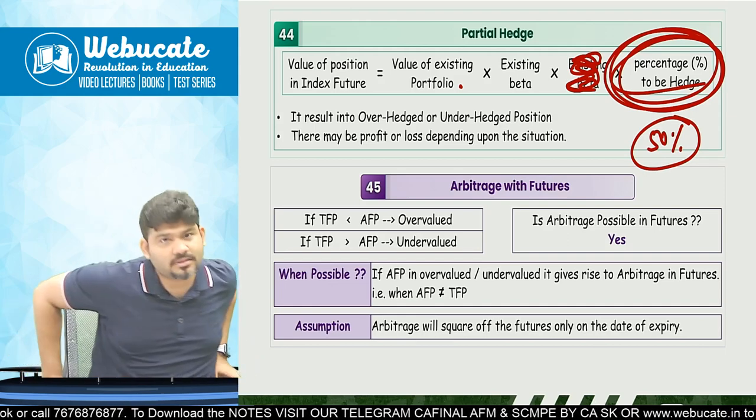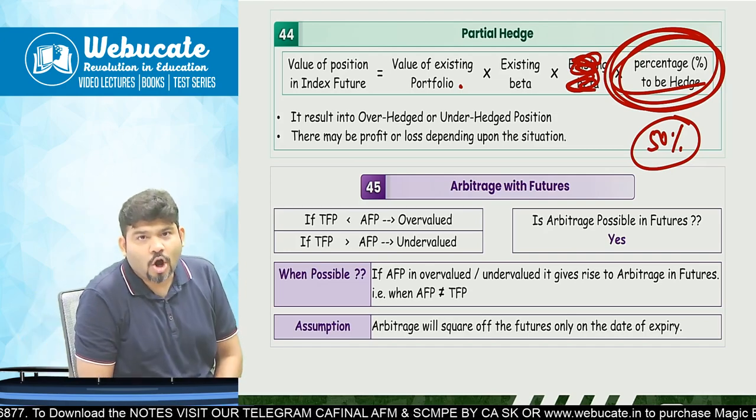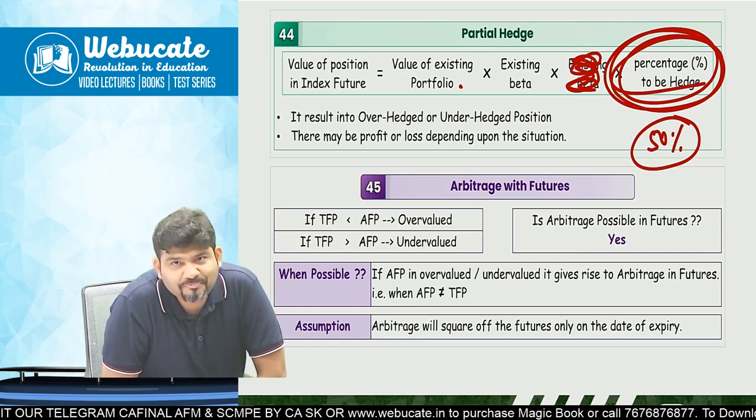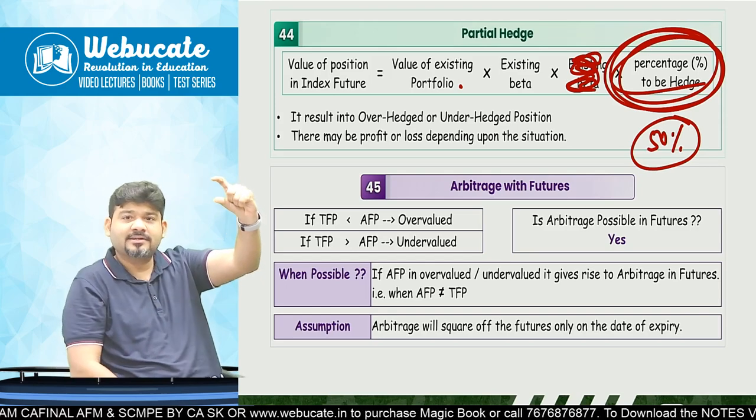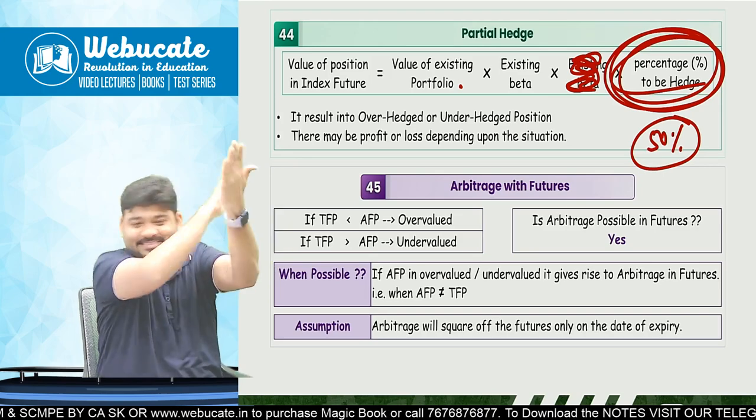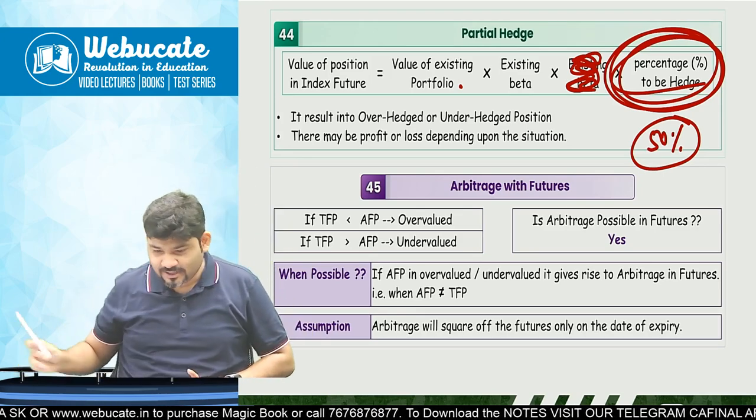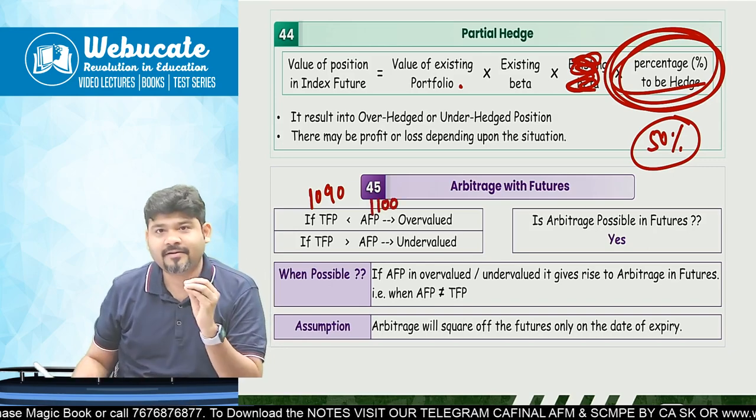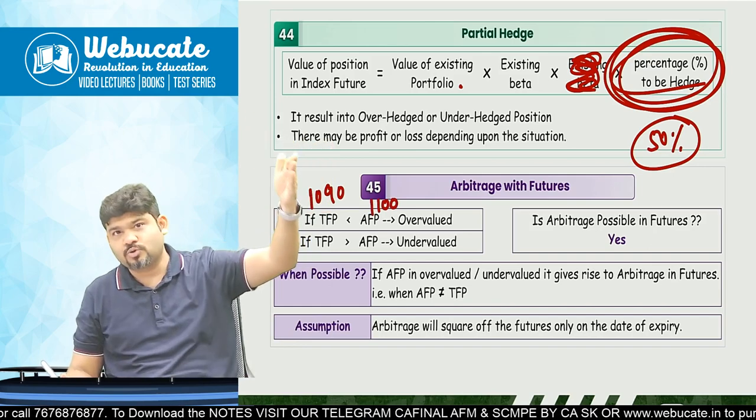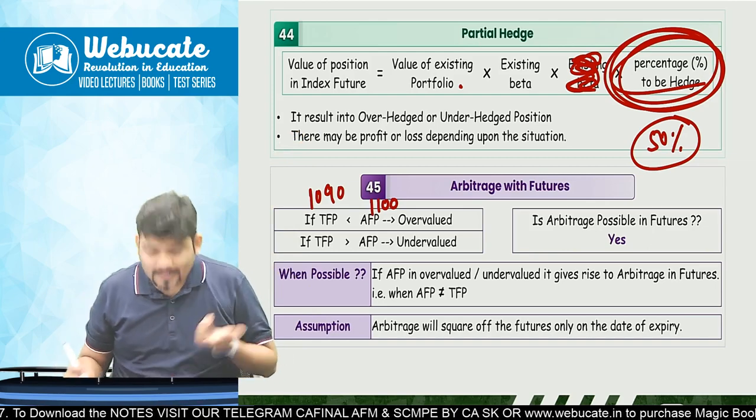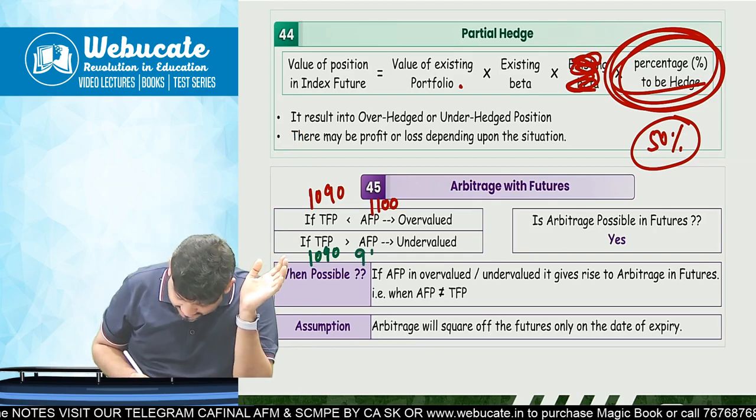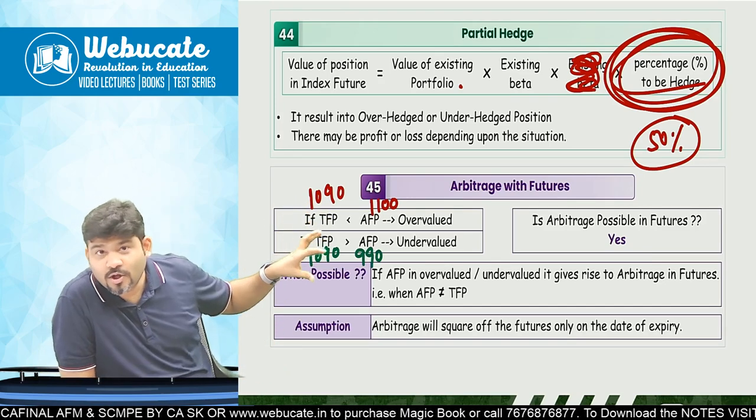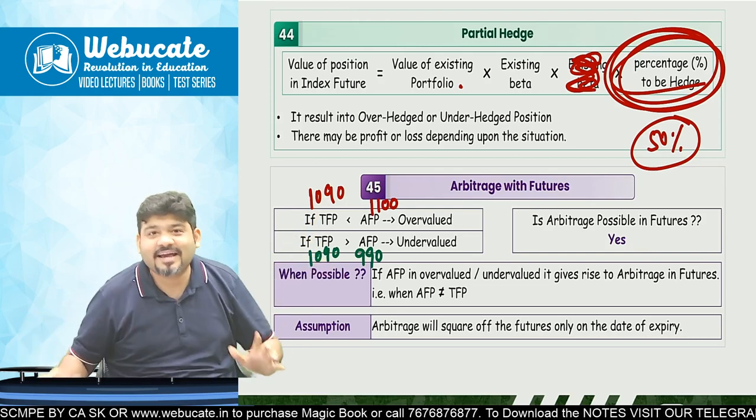We know how to calculate the theoretical future price. So ideally, when I go to long or short a future in the stock market, it should ideally be at the theoretical future price. But if it is not equal to the theoretical future price, it gives rise to an arbitrage opportunity. Suppose theoretical future price is 1090, but actual future price is 1100. Ideally the future price should be 1090, but it is being sold at 1100. It is overvalued. And suppose the theoretical price is 1090, but actual future price is 990. It is undervalued, because ideally the price should be 1090, but we are getting it in the market at 990.